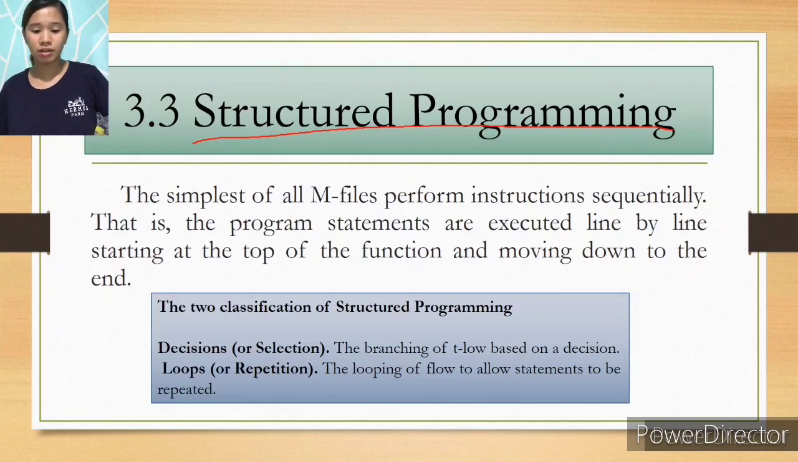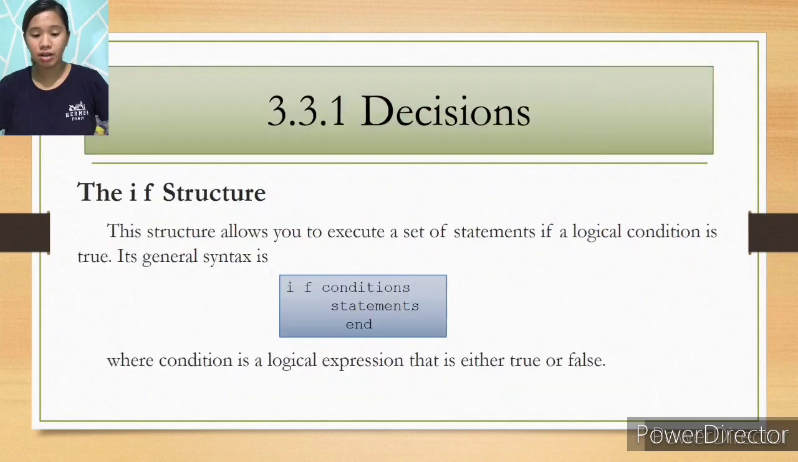Because a strict sequence is highly limiting, all computer languages include statements allowing programs to take non-sequential paths. This can be classified as decision or selection, and loops or repetition. Decision is the branching of the flow based on a decision, and loops or repetition is the looping of flow to allow statements to be repeated. So 3.1, we have decision.